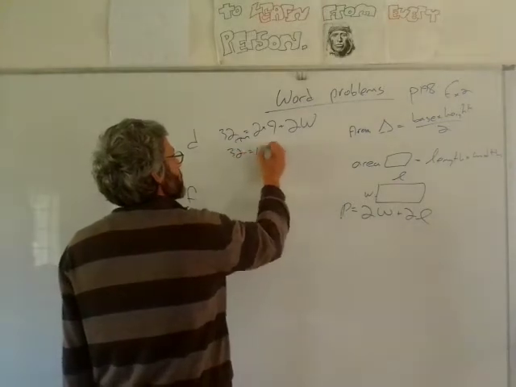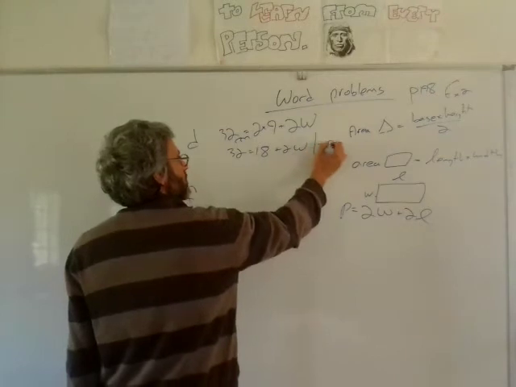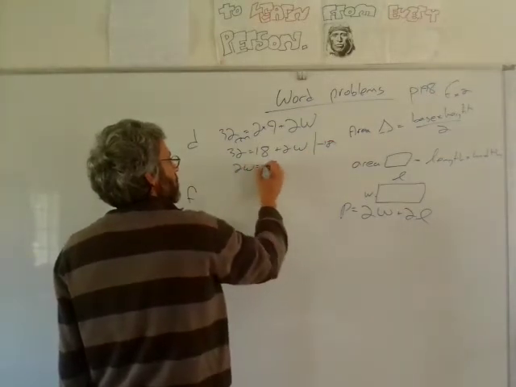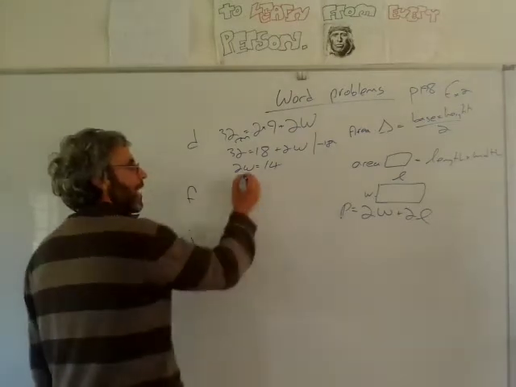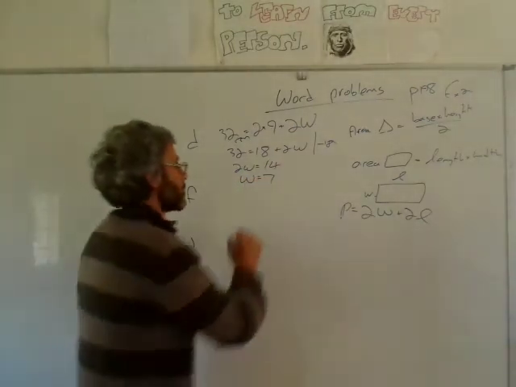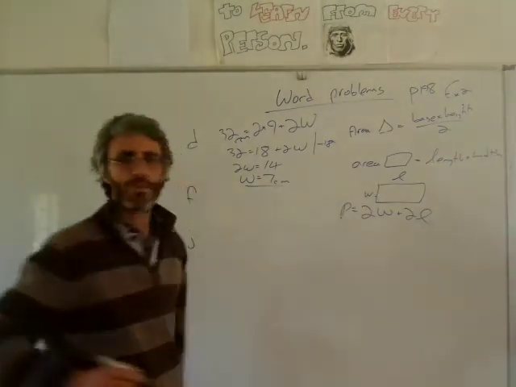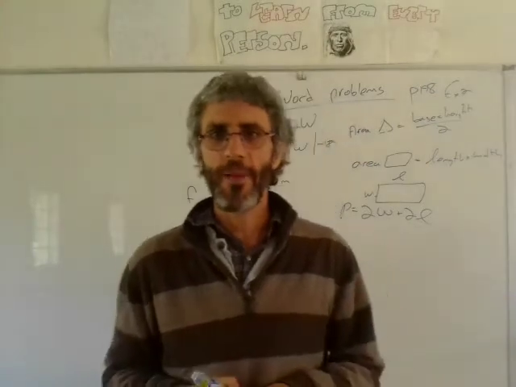That, again, is an algebraic equation that you know how to do. 32 equals 18 plus 2W. Okay, minus 18. 2W equals 14. Alright, and that means W is equal to 7. I just divided by 2. So the width is 7 centimeters. Okay? A little bit more difficult, but still very manageable.